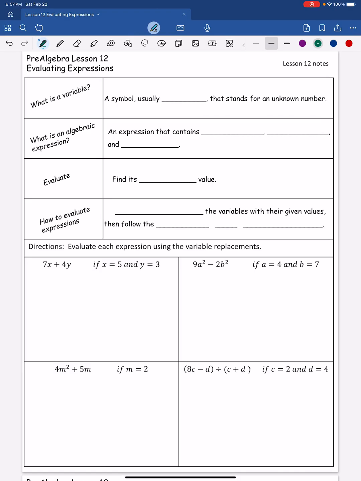Lesson 12 for pre-algebra is called Evaluating Expressions. So we have a couple of terms to define first.